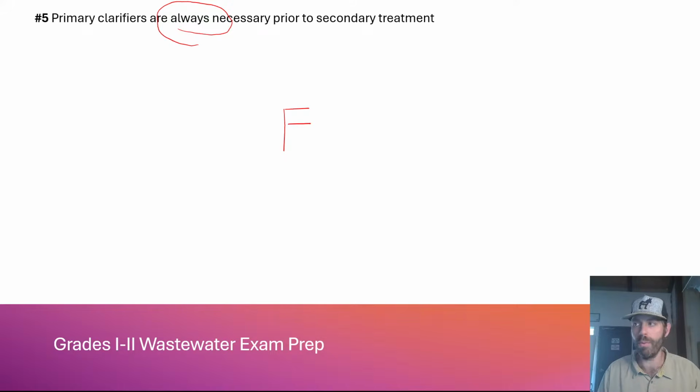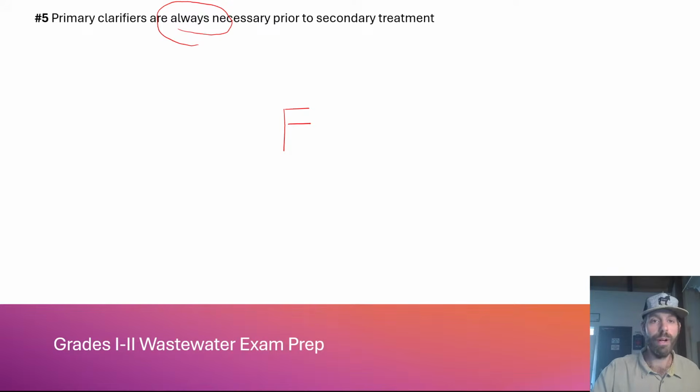Like, free chlorine's always better than chloramines. No, it's not. It depends on the context. Free chlorine is more powerful and is faster at deactivating or killing coliform, but it doesn't mean it's better, okay? There are some considerations there. So primary clarifiers are not always necessary. I've worked in several plants that go right from screening right into aeration, okay?